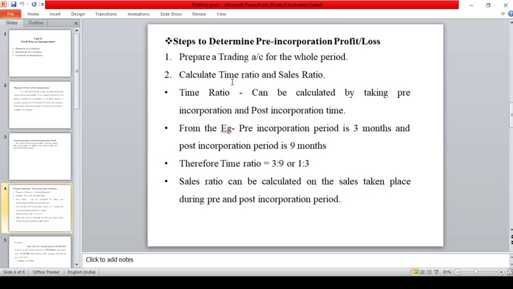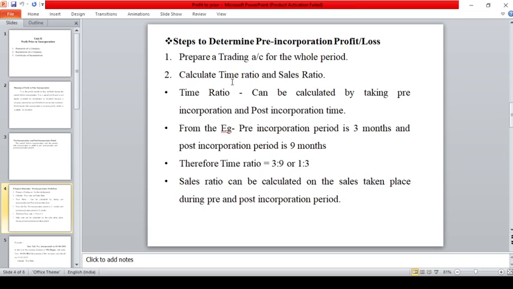The second step is a very important step: calculate the time ratio and the sales ratio. The time ratio can be calculated by taking the pre-incorporation and post-incorporation time. We will see with the help of an example how to calculate the pre-incorporation time as well as the post-incorporation time. Just try to understand from the example.